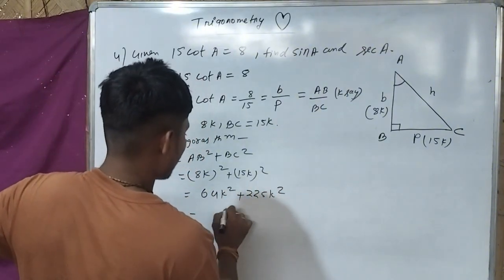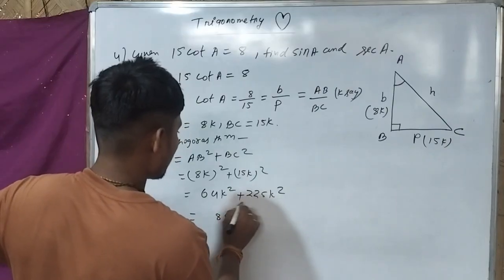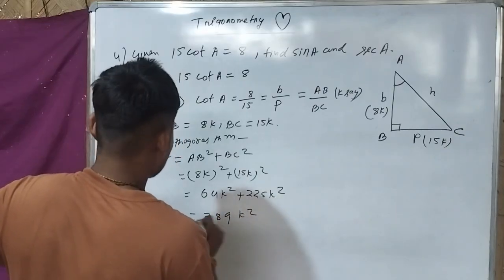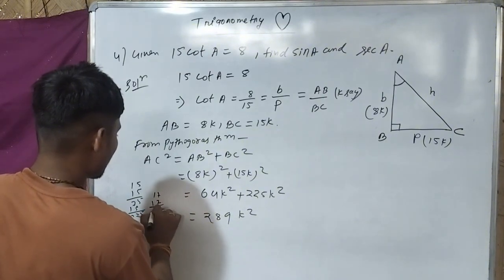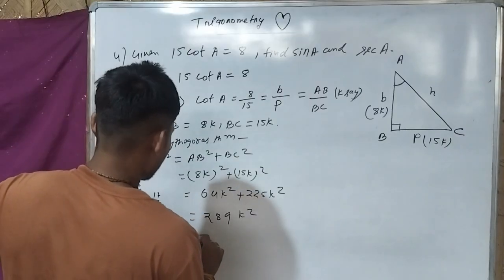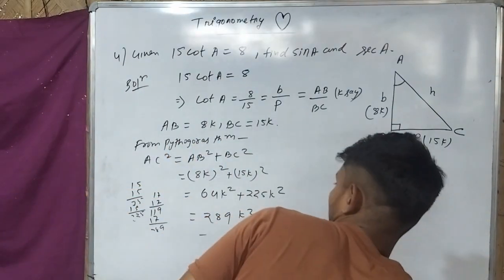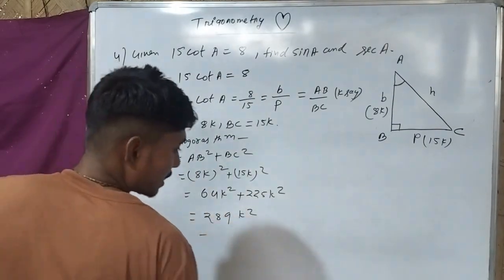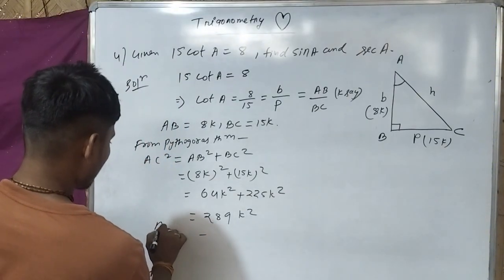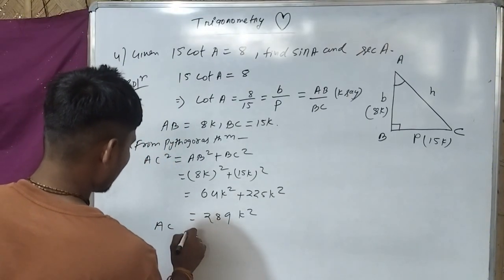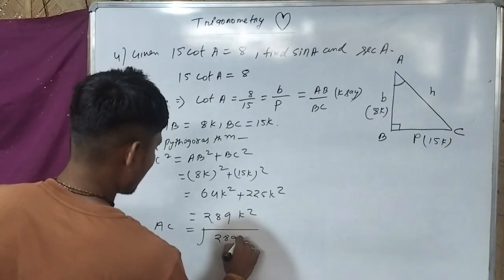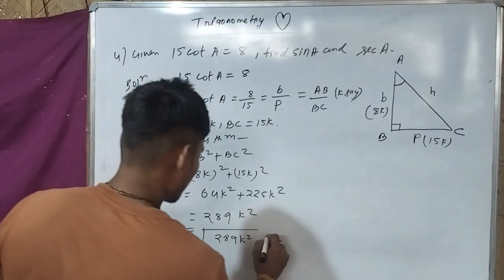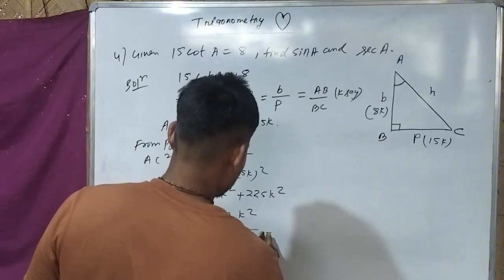225k square. So 64 plus 225 is 289k square. I think this is root over 17, no? 17 squared is 289. Yes, 17. Okay. Now how much will AC be? AC will be root over 289k square.